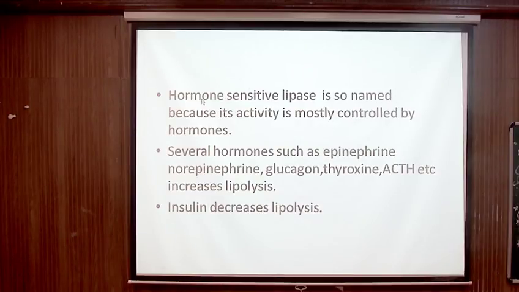So as I said, is this much clear? Okay. Now hormone sensitive lipase is so called because its activity is mostly controlled by hormones. Which are those hormones which favor mobilization, or degradation, of this triacylglycerol into fatty acids and glycerol? It will be epinephrine, norepinephrine, glucagon, thyroxine, ACTH, etc. These are all the hormones which will cause increased lipolysis, and insulin is the hormone which decreases lipolysis.